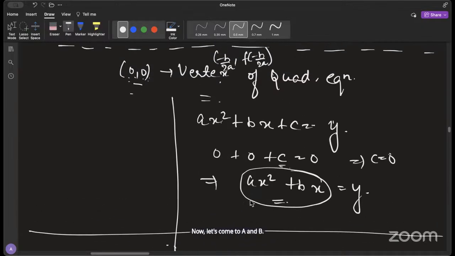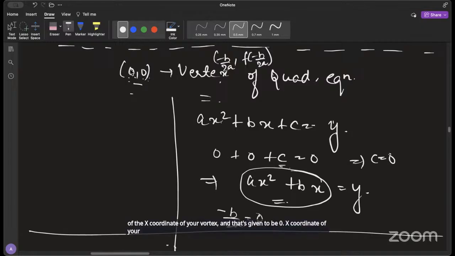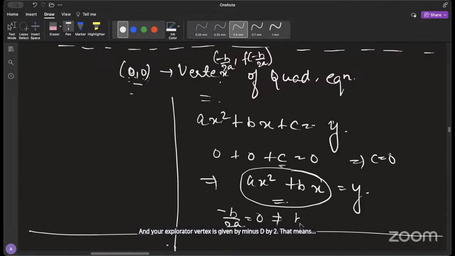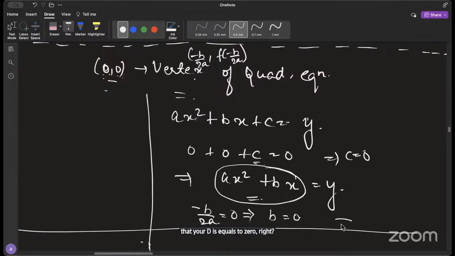Why does b have to be 0? Because minus b by 2a is the x coordinate of your vertex, and that's given to be 0. X coordinate of your vertex is 0, right? And your x coordinate of vertex is given by minus b by 2a. That means this should imply that your b is equals to 0, right? Now this would mean that your y is equals to just ax squared. Is that okay? What's the conclusion for you?